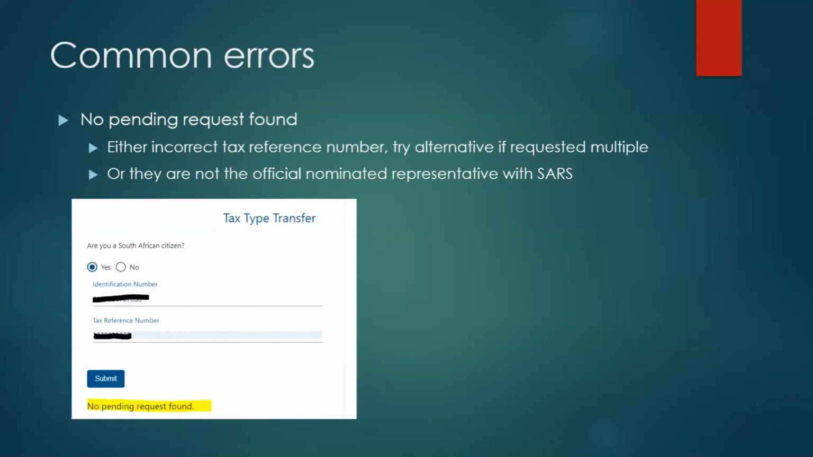If you're confident that the tax reference number is correct and it's still indicating no pending requests found, then you need to go back to the RAV 01 to ensure the officially nominated representative has been activated with SARS. If they're not that officially nominated person, then you're going to need to either see who is and redo this process, or activate someone in that capacity.